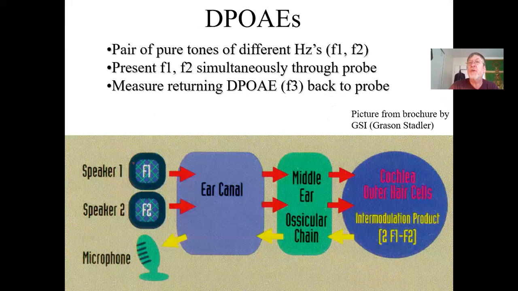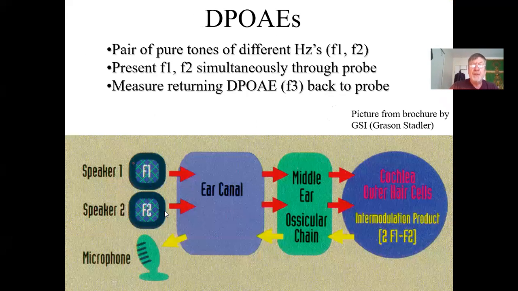So let's look at what they are. They call them distortion product OAEs. A pair of pure tones of different frequencies, we call them F1 and F2, are presented simultaneously through the probe, and you measure the returning distortion product otoacoustic emission, F3, back in the probe.